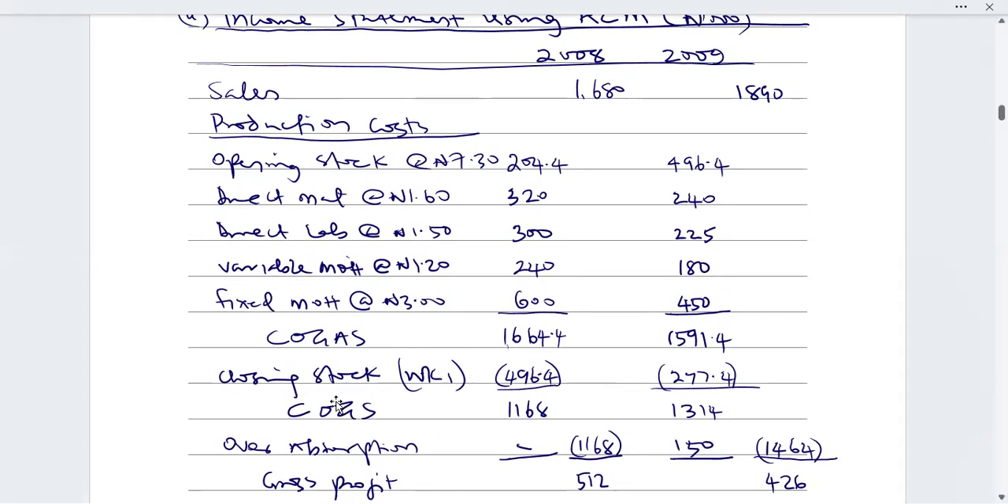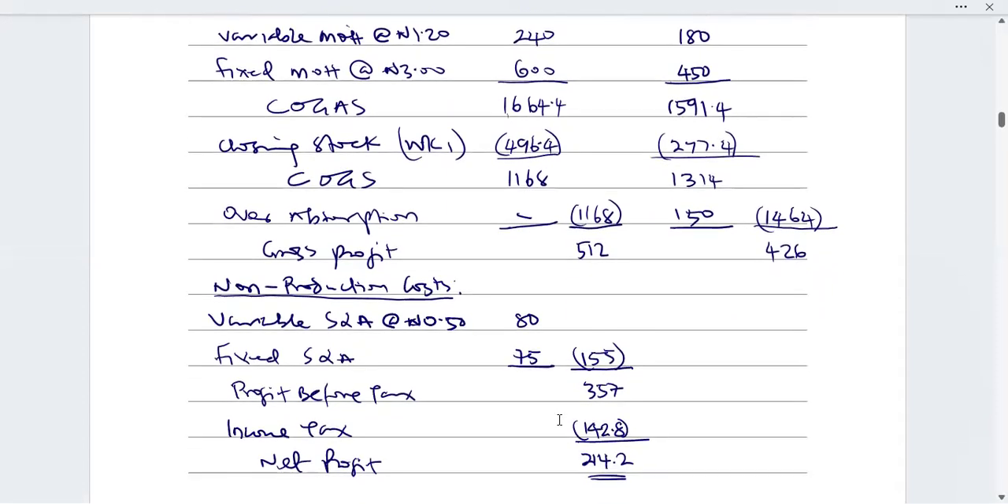So that represents the gross profit in 2009. We need to consider non-production costs. In 2009, 180,000 units were sold. The variable selling and admin expense is 50 kobo, so 0.5 multiplied by 180 gives 90,000. The fixed selling and admin is constant at 75,000. When you add the two together, that's 165,000. 165,000 minus 426.